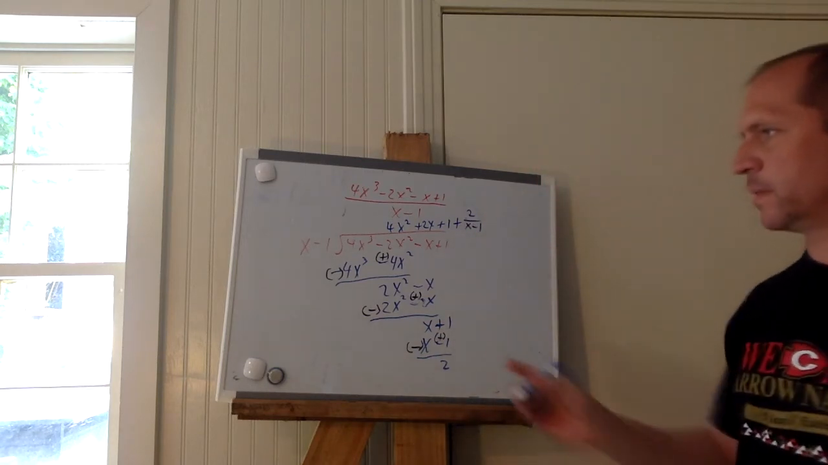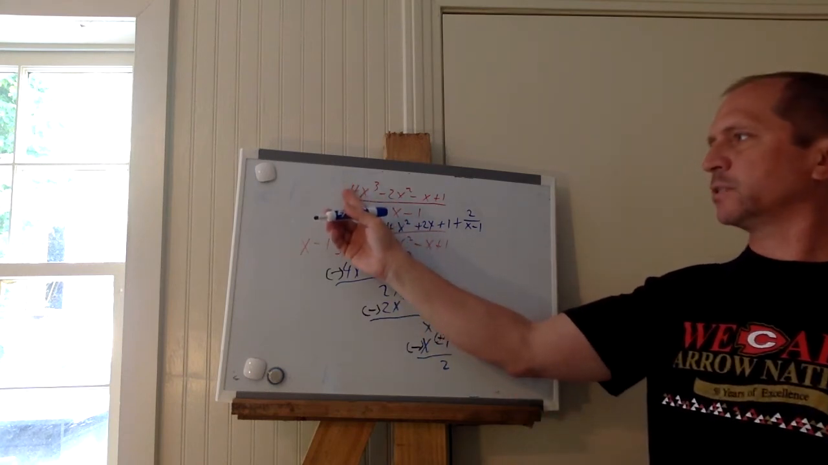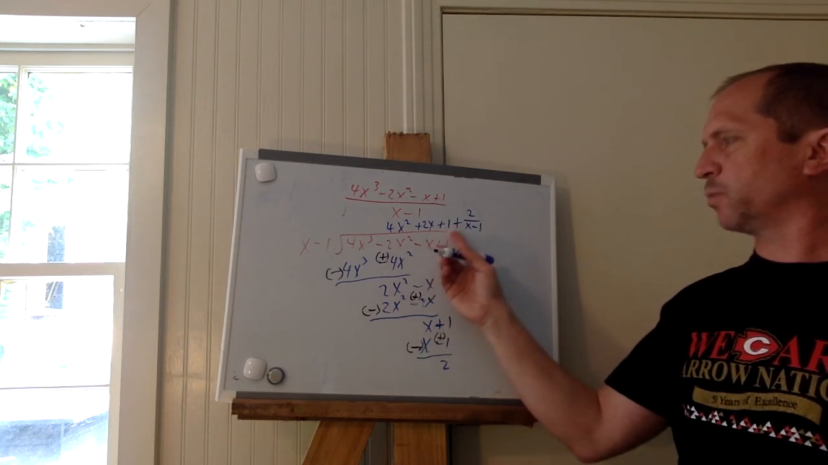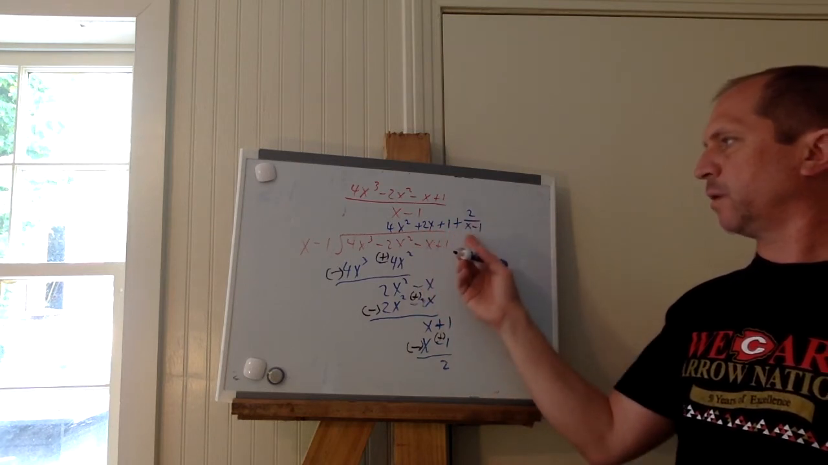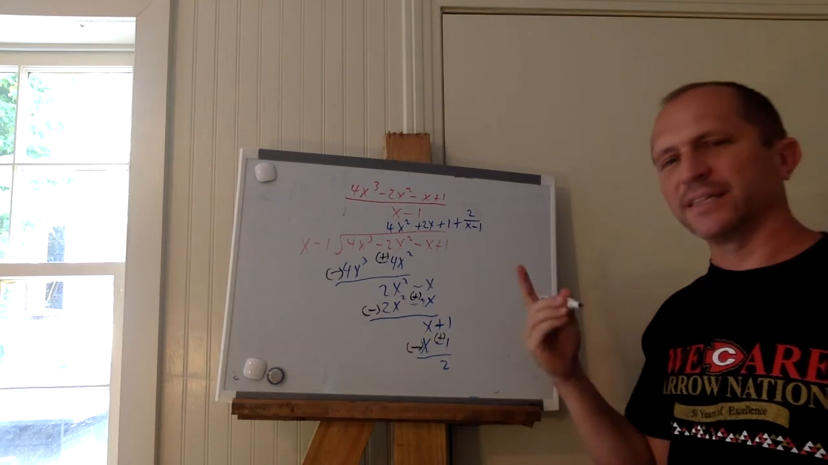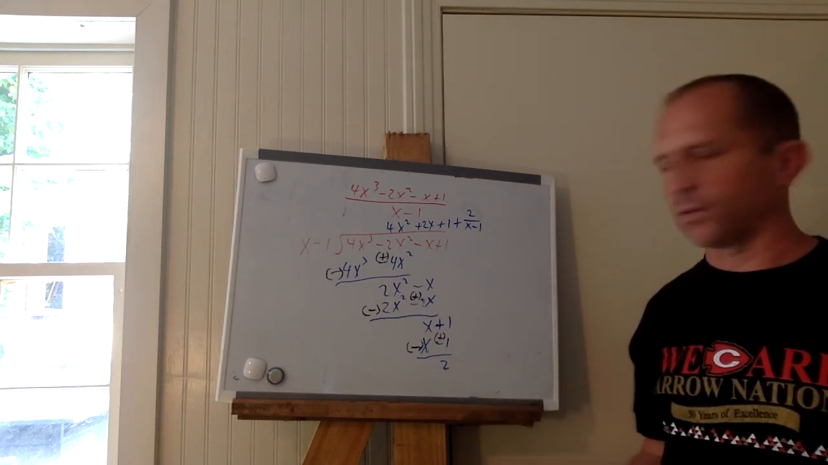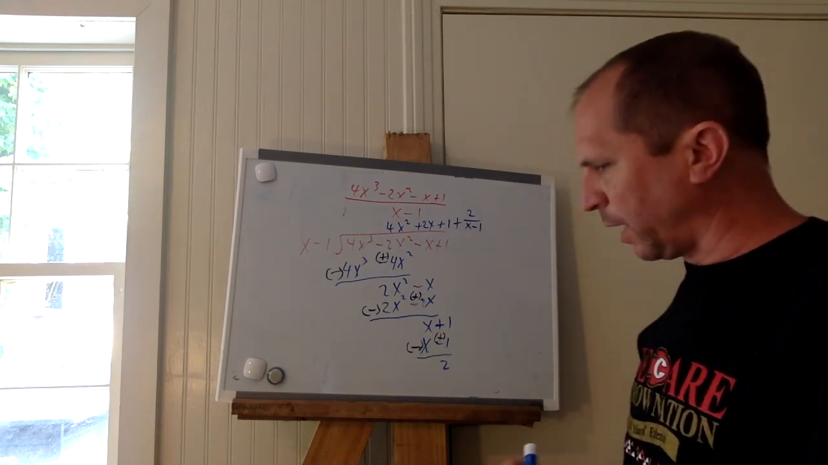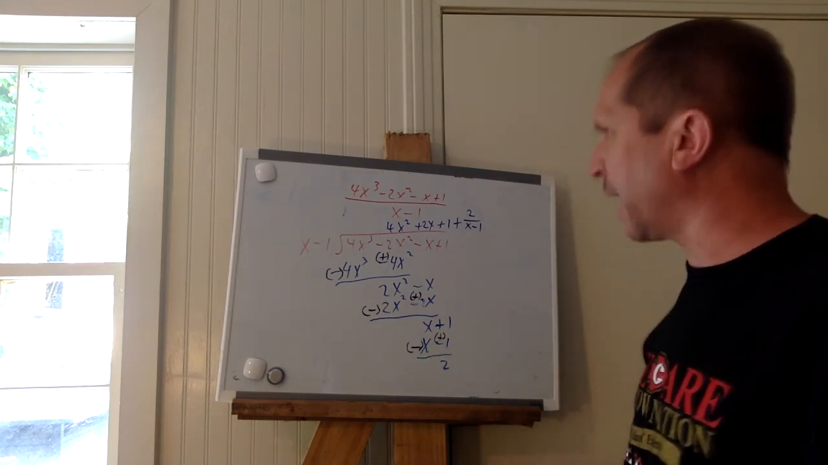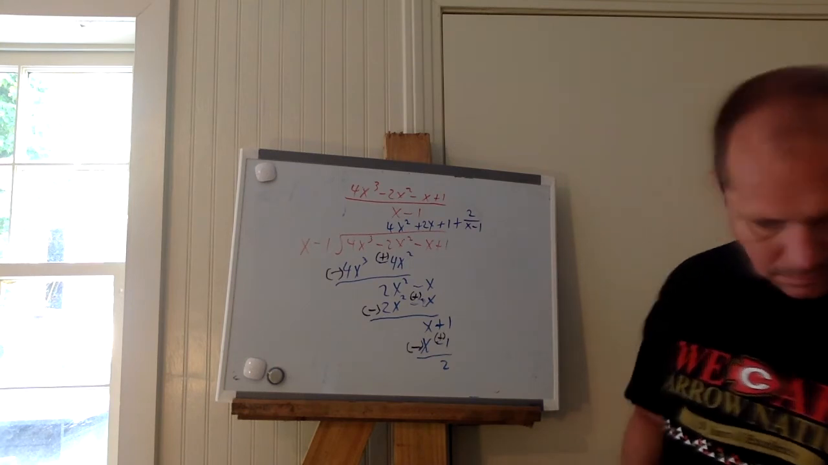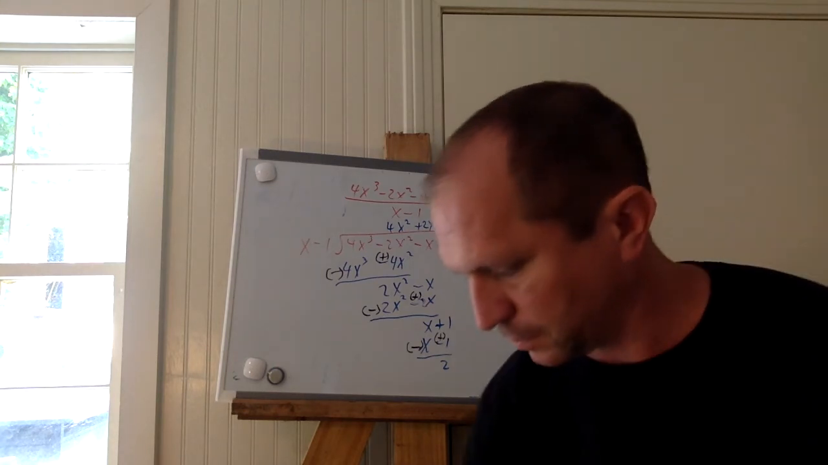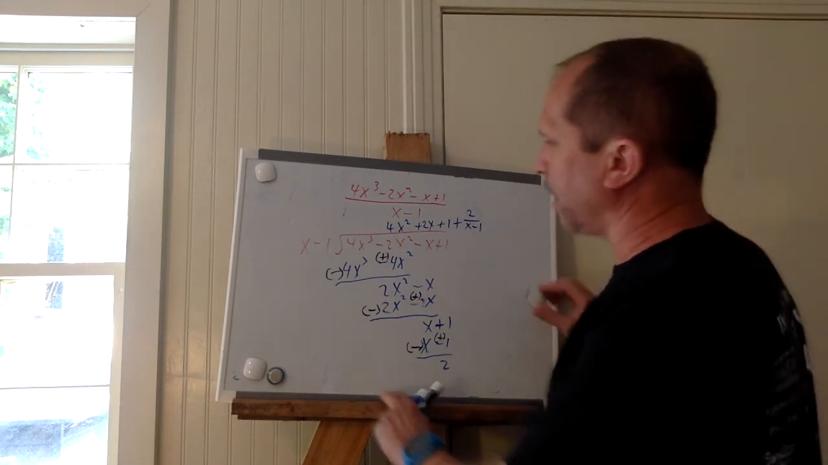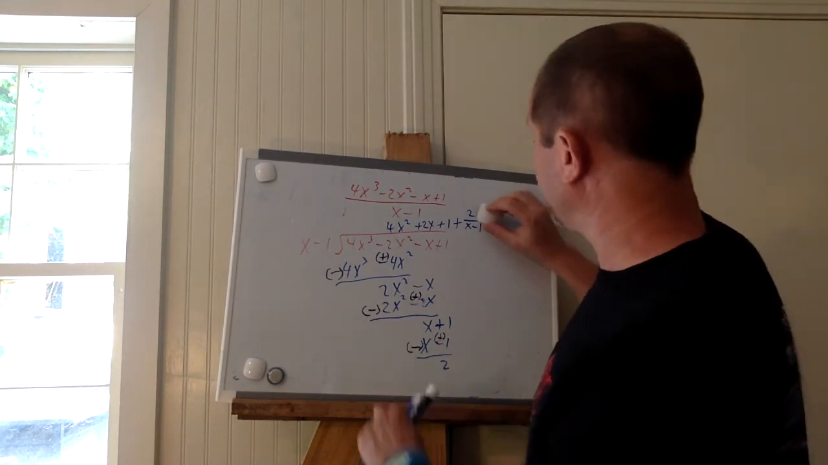So my answer to this division problem would be 4x squared plus 2x plus 1 plus 2 over x minus 1. Again, this is as long as x does not equal 1. Now, there is one other thing that we can add to this. We can do something called synthetic division here.